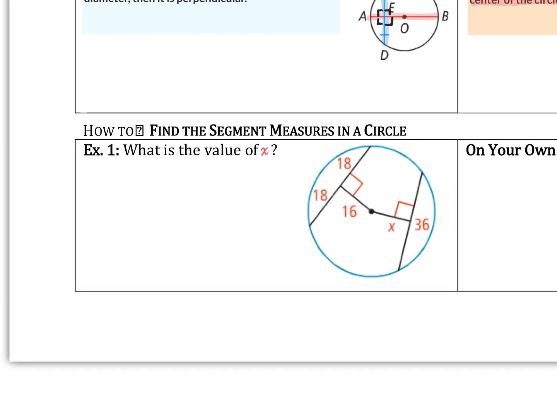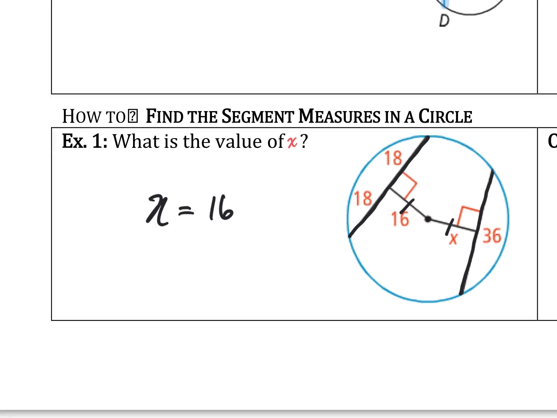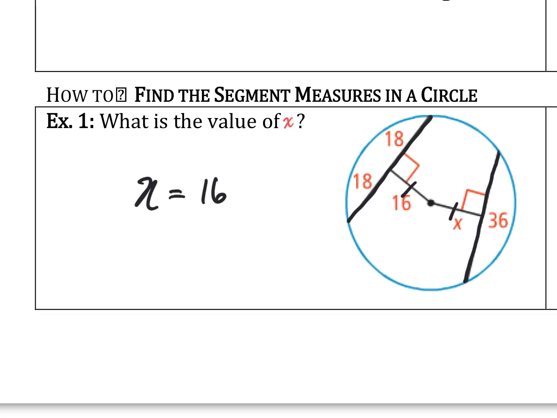Going back to the problem, it says what is the value of x? If everything is equidistant, it means this segment should be equal with this. It means the value of our x is equal to 16 also. If you look at this chord, 18 and 18 gives you 36, and the other chord in here is 36. Therefore, the value of x in here is equal to 16 according to theorem number 3.